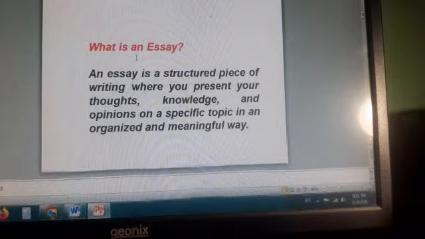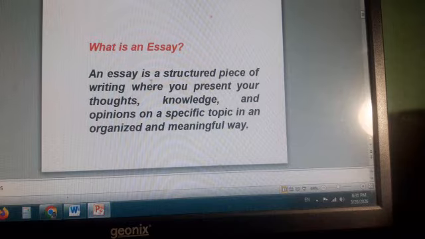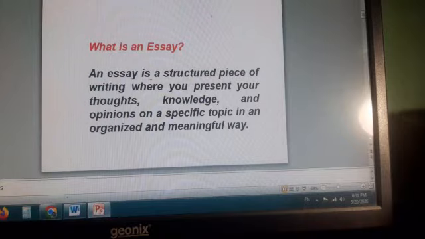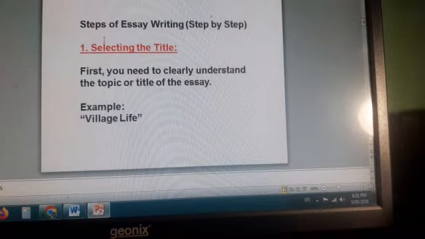What is an essay? An essay is a structured piece of writing where you present your thoughts, knowledge, and opinions on a specific topic in an organized and meaningful way. Steps of essay writing step by step. First, selecting the title. First, you need to clearly understand the topic or title of the essay. Example: Village Life.